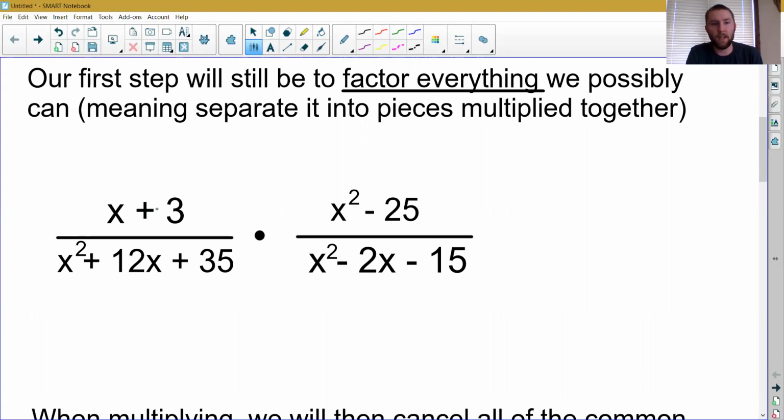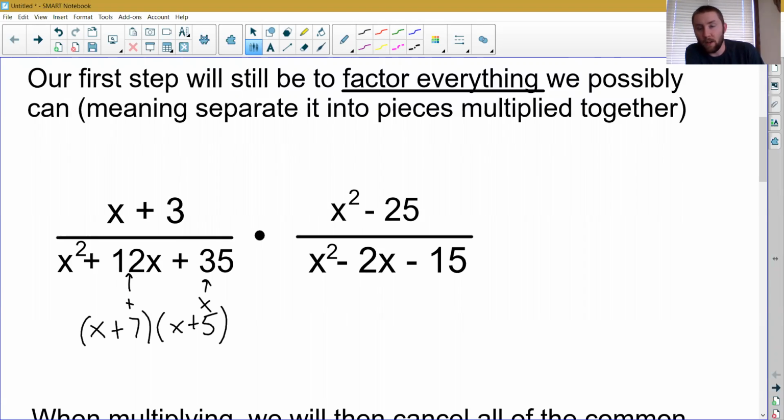Well, x plus 3 cannot be factored because it's not a quadratic expression, and there's no common factor for an x and a 3. So that's just going to stay the way it is. The denominator of this can be factored. It is a quadratic expression. So the first thing that I'm always going to look for is, are there two numbers that multiply to make 35 and add up to be 12? Multiply to make 35, add up to be 12. The answer is yes, I can do that. Those two numbers are a 7 and a 5, both positive. So I factor that denominator there.